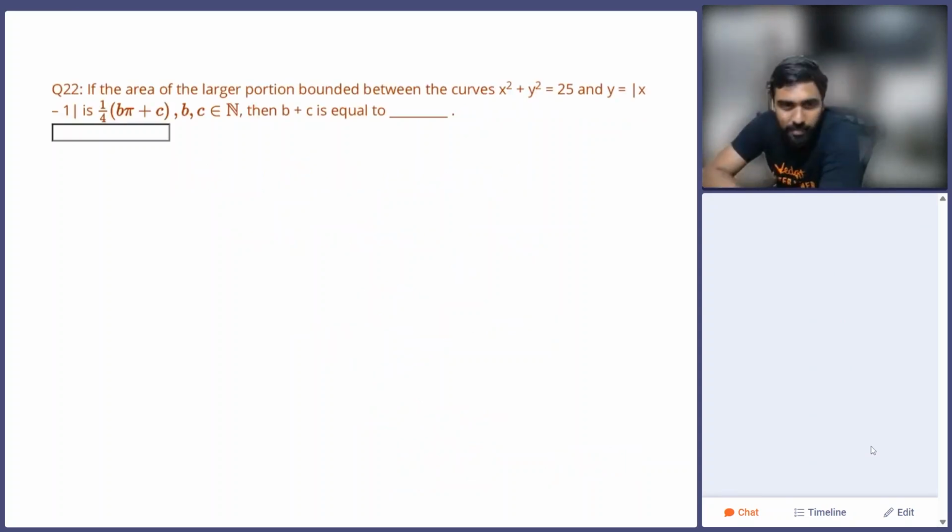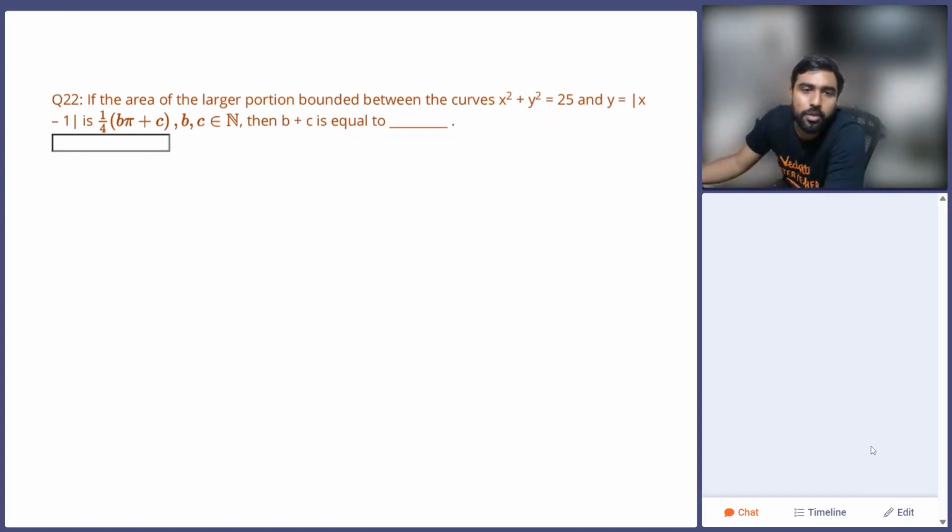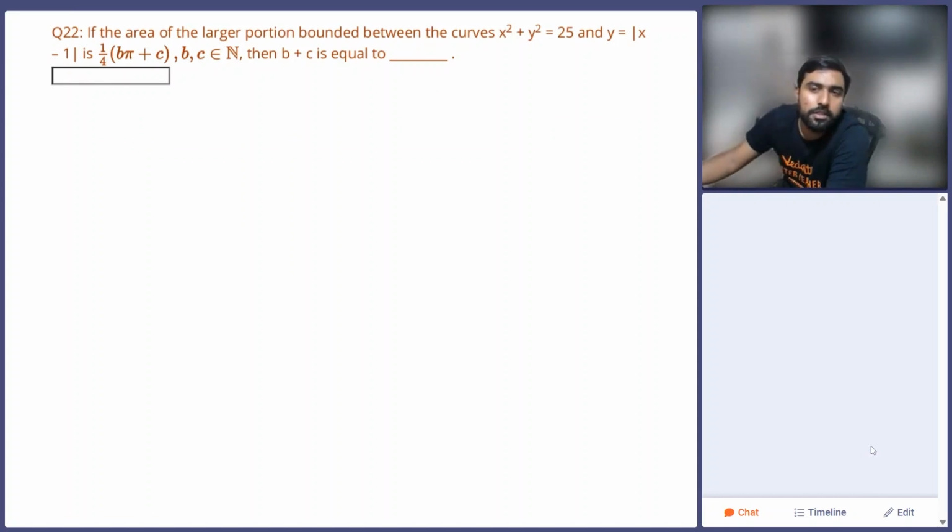Moving on. If the area of the larger portion bound between the curve x square plus y square equal to 25 and y equal to mod x minus 1. Okay, what is the value of b plus c? Now this is going to be a little calculative. So what do I have? I have a circle.